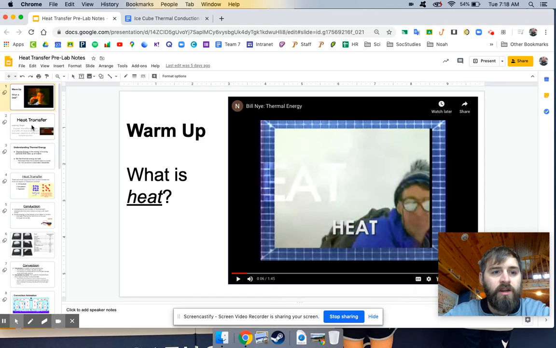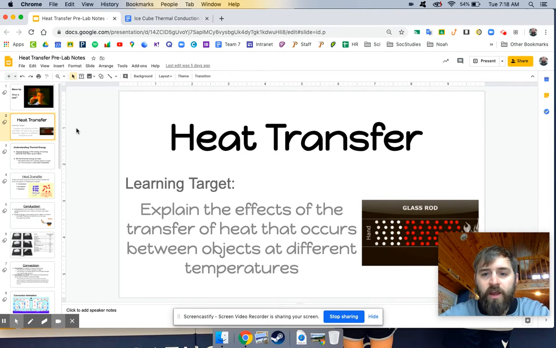All right. Now that you've watched that, look at this, our target. This is our goal for this whole heat energy lesson: explain the effects of the transfer of heat that occur between objects at different temperatures. This is a good time to remind you that energy does not get created or stored. When something is heated up or hot, or something is cold, that energy is not going to go away. It's going to transfer. For thermal energy, or heat transfer, we're going to look at how that happens. How does heat go from one thing to another?